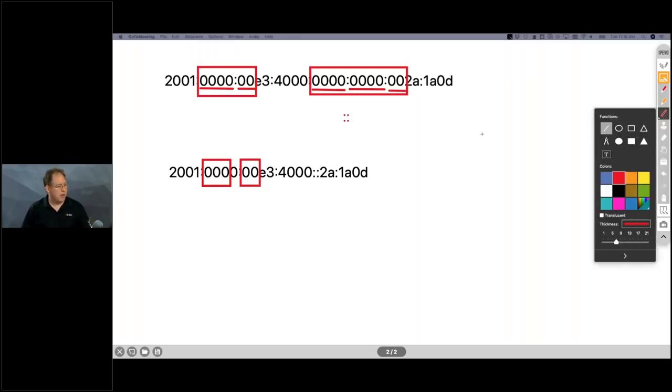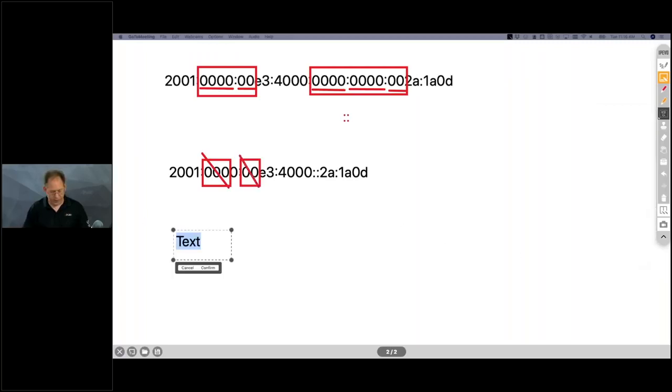So what we can do now is remove those from our address and condense it down to its final form, which would look like this. 2001 colon 0 colon, so I got rid of the first 3 zeros in that second word there, and then E3 colon 4000. Now I've got my double colon, 2A colon 1A0D. So that is the shortest we could abbreviate or condense our address. And you can see that reduced it quite a bit from that big, long, massive address on top to the much shorter one on the bottom.